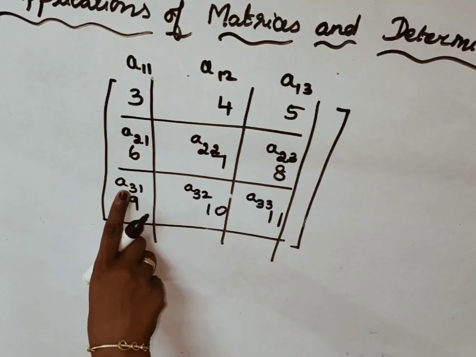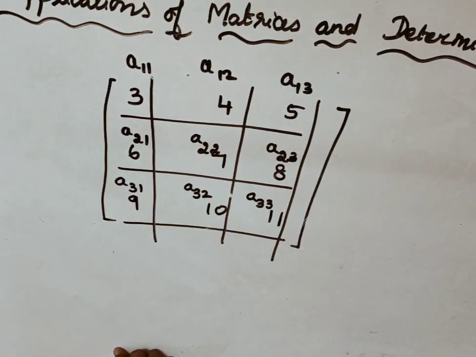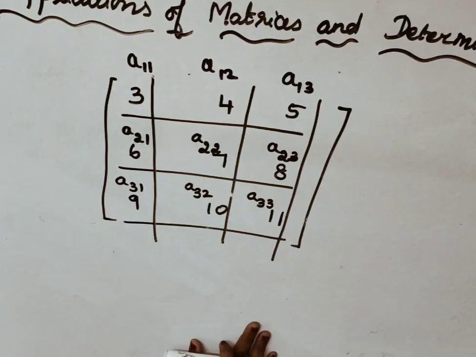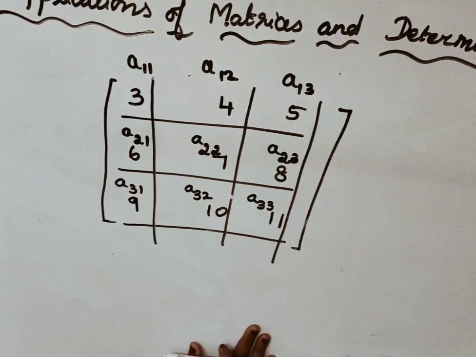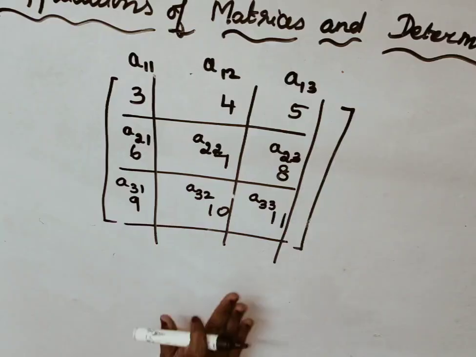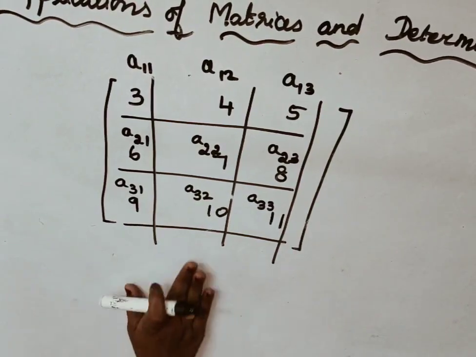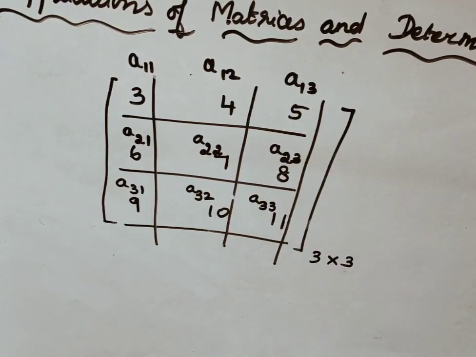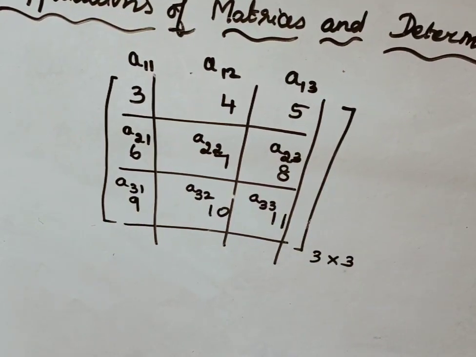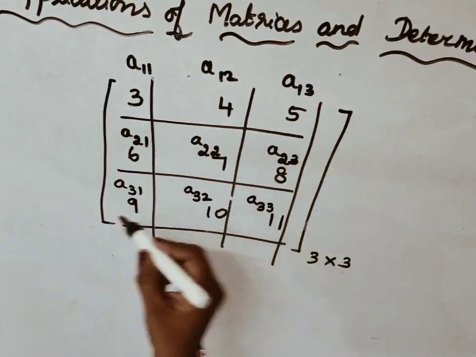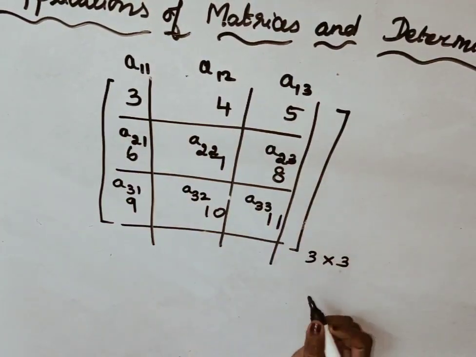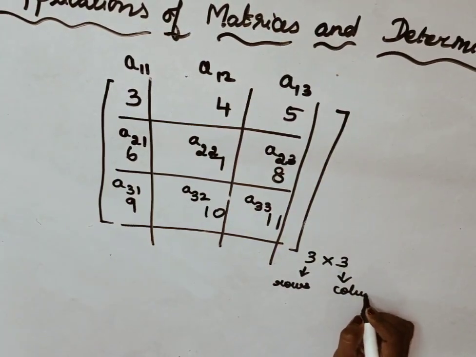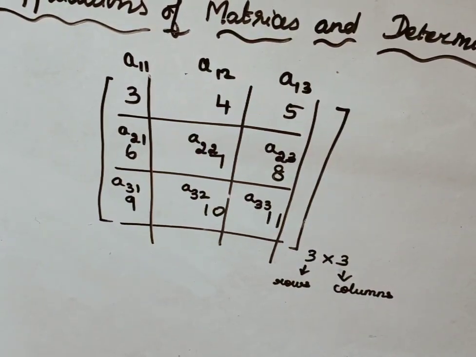Always we have to represent the row first, then the column. Like this only we have to write the order of the matrix also. The order of the matrix represents how many rows and how many columns the matrix has. For example, for this matrix, I can say the order is 3 cross 3, because this matrix has 3 rows and 3 columns. Always this represents the rows and this represents the columns. This is called the order of the matrix.